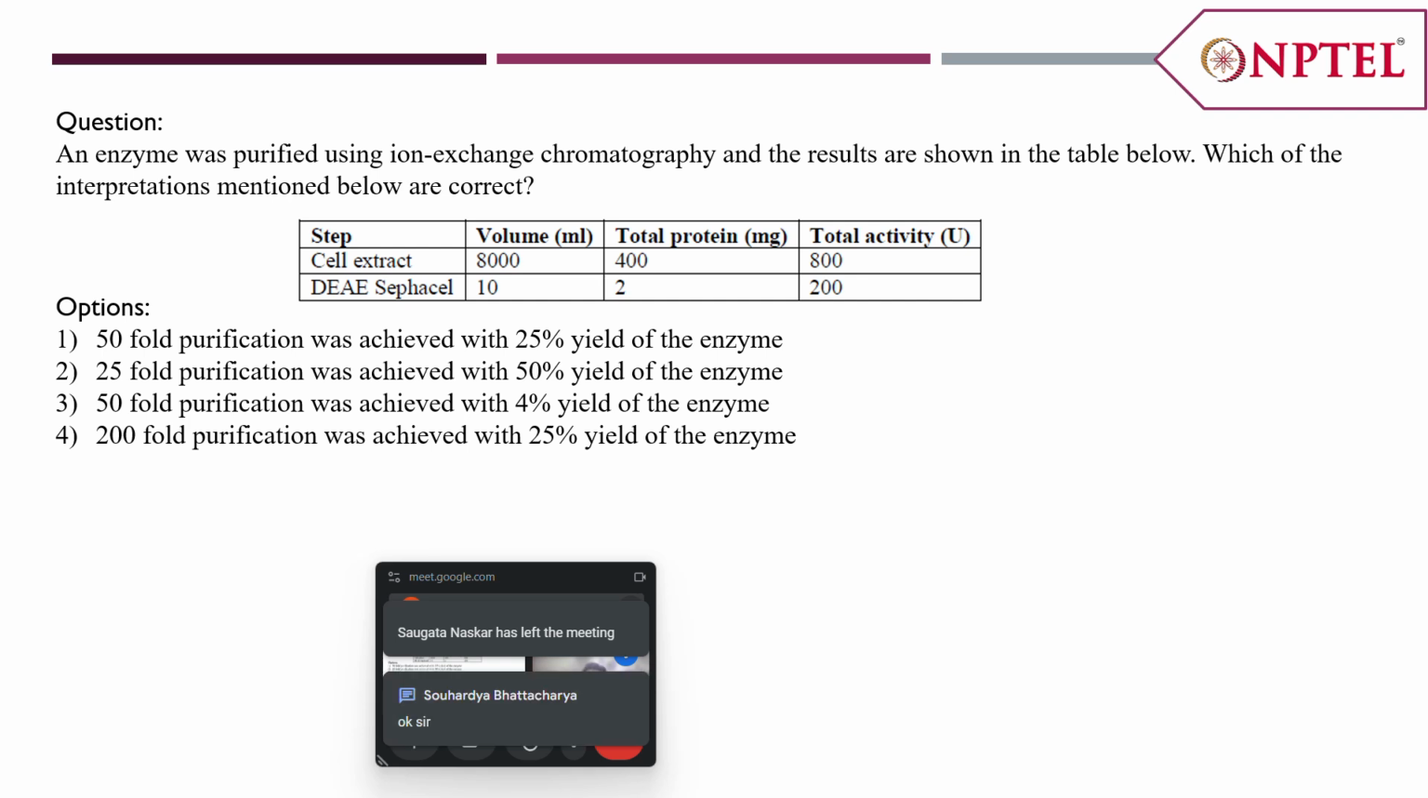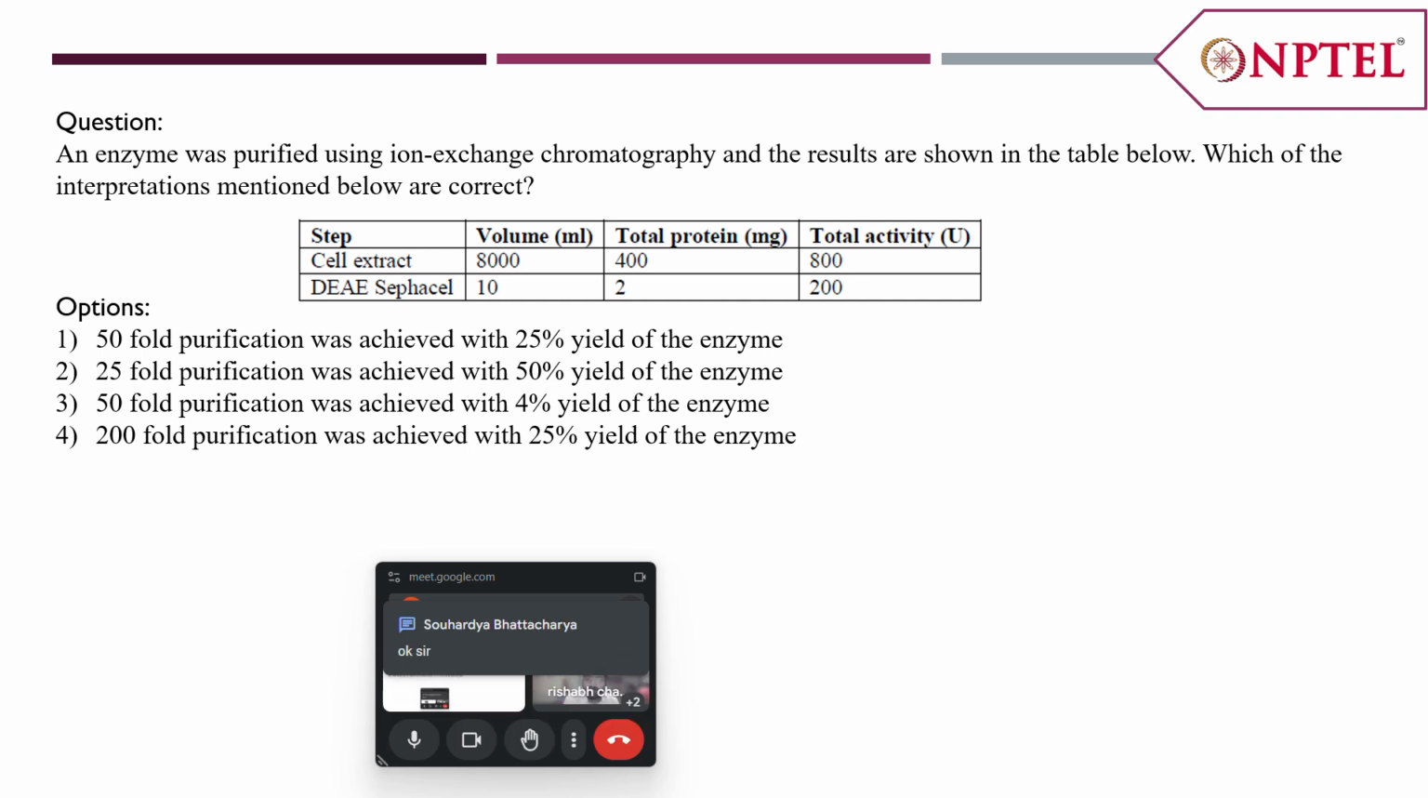Okay, so here you have to check for the fold purification of the enzyme and the yield of the enzyme after the purification. So please calculate, or if you don't know, then let me know. I'll directly explain.